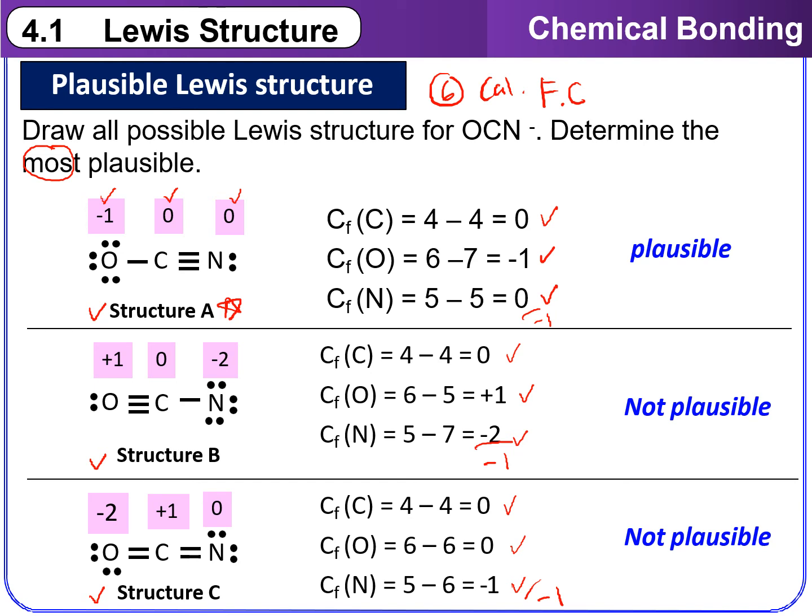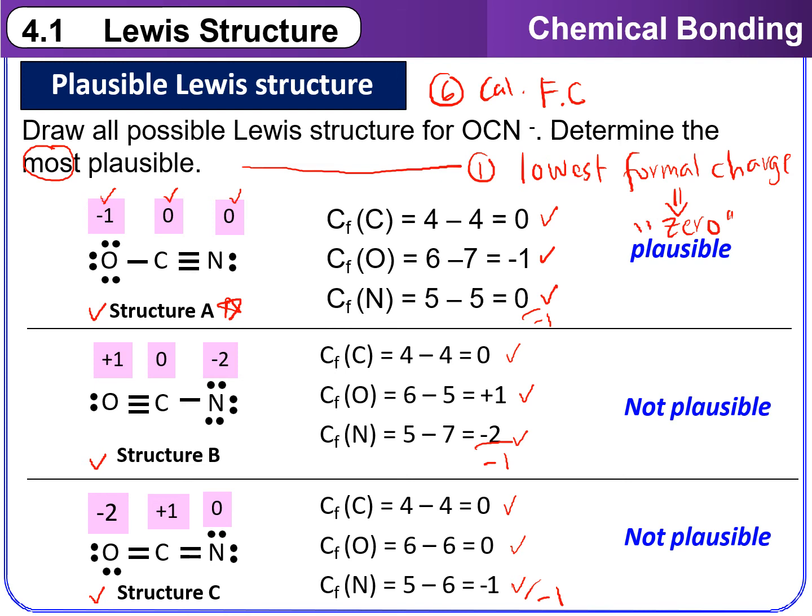Which one is the most plausible? As we already know, most plausible means having the lowest formal charges. The easiest way for us to understand is that the formal charge should always be as close to 0 as possible. So among A, B, and C, we will eliminate structure B first, because structure B only has one atom with a formal charge of 0, while structures A and C have 2 atoms with a formal charge of 0. After we eliminate one possibility, there are still 2.